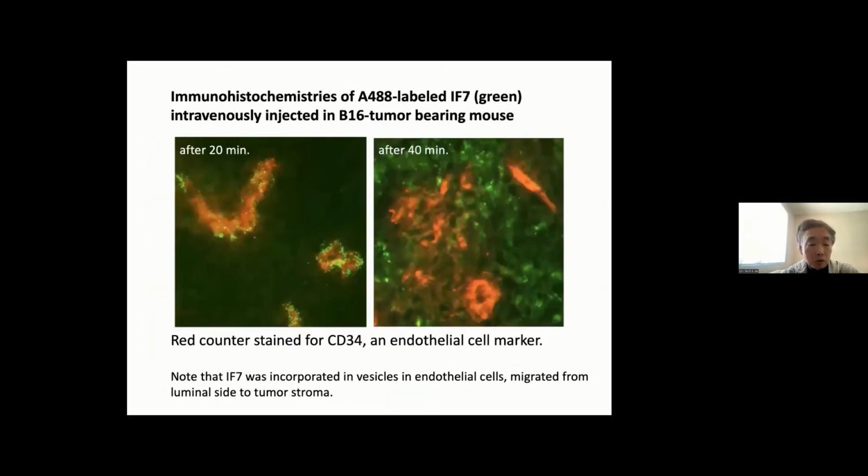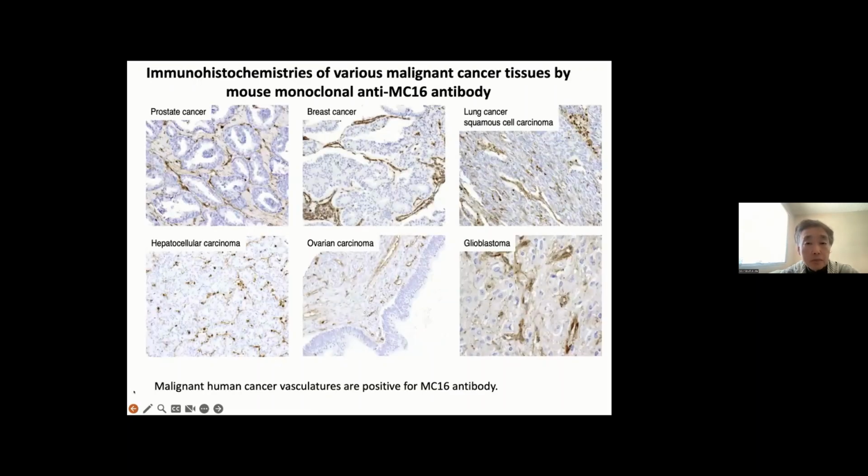And we made a monoclonal antibody against the MC16 region and then stained human tumor samples immunohistochemically: prostate cancer, breast cancer, lung cancer, hepatocellular carcinoma, liver cancer, ovarian cancer, and glioblastoma. And all of the tested tumor specimens were vasculature positive for the MC16 antibody.